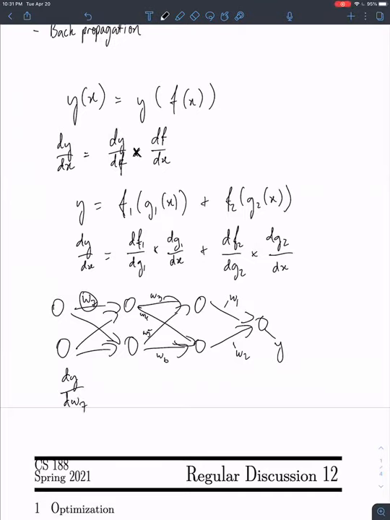This is getting into backprop a little bit, but I've mixed everything up, so hopefully you'll forgive me. Well, what's dy dw7? How does y depend on w7? Well, you have the value of this node, right? Let's call that x1. Let's call the value of this node x2 and the value of this node x3.